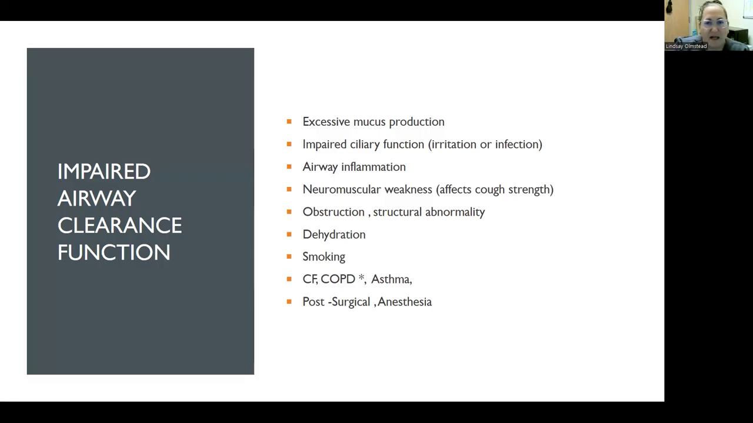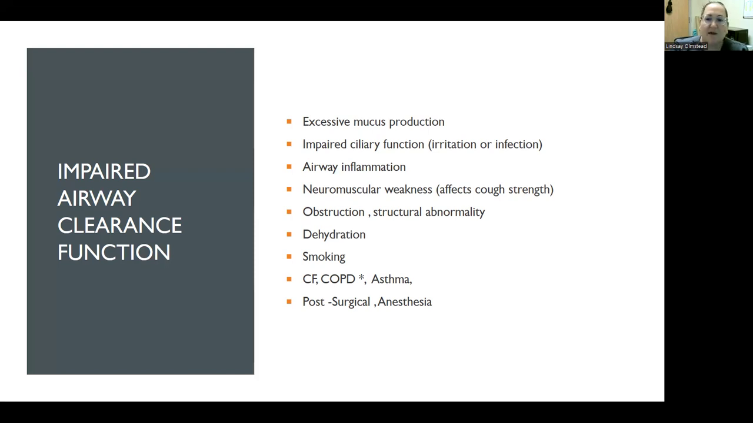Cystic fibrosis patients have very thick mucus production in the lungs. It causes frequent infections and impaired clearance. COPD patients have chronic bronchitis and emphysema, with increased mucus production and airway inflammation, which affects clearance.